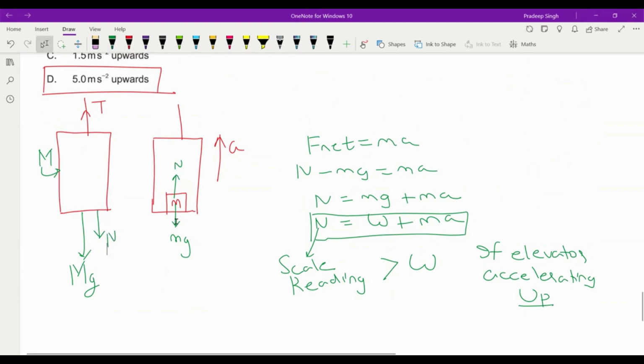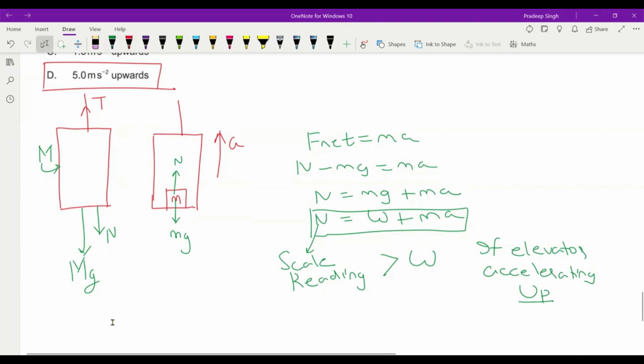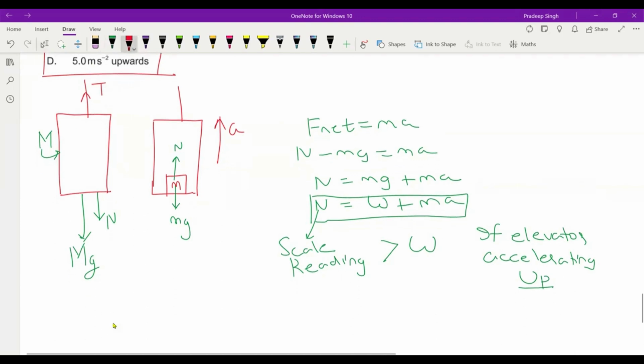Because the small block is pushing the elevator down and the elevator is pushing the block up. Now you can apply Newton's second law. So now, tell me what's the net force acting on the elevator? Well, T will equal mg plus N, right? Upward force is T. You subtract the downward force, mg plus N, equals capital M into a. Right. So this is the equation for the elevator.